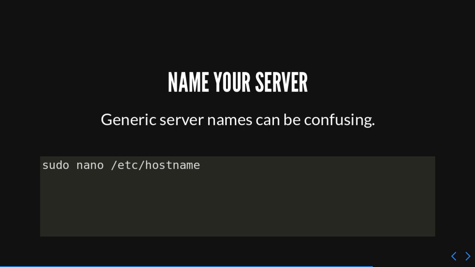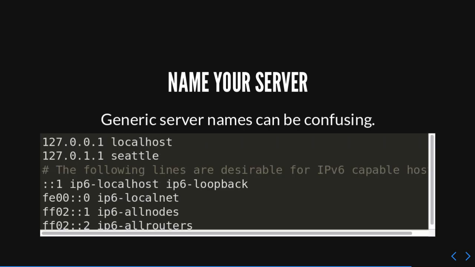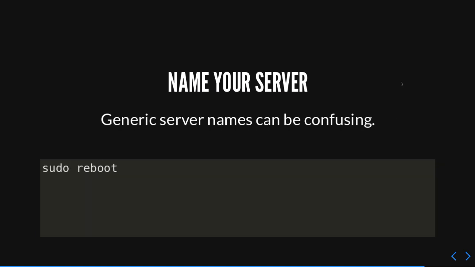If you edit the hostname file, then you can just put it in. Like this server, I'm just going to call Seattle just for fun. And then we're going to go into the hosts file and edit that too. Underneath the localhost where it's 127.0.0.1, you're going to add your own. So you got this, and then we're going to add Seattle, so that it knows its own name. And then we're going to reboot it. There are other ways to do it, but rebooting is the best surefire way. And then it will have its new name.